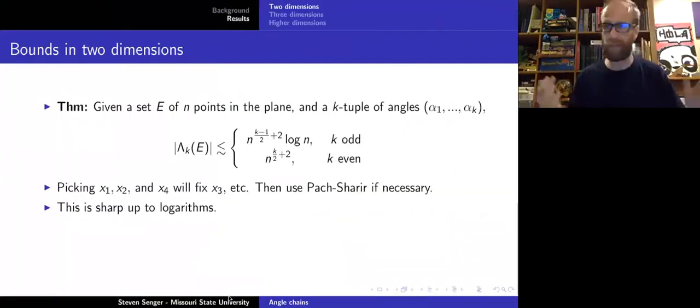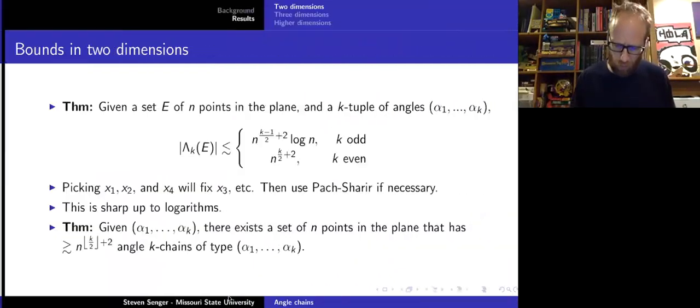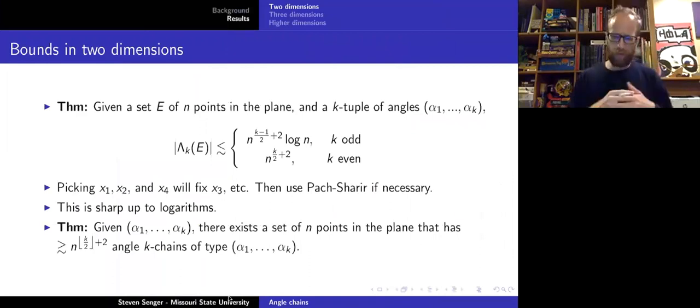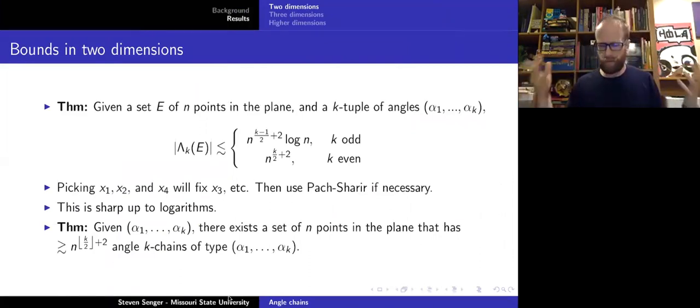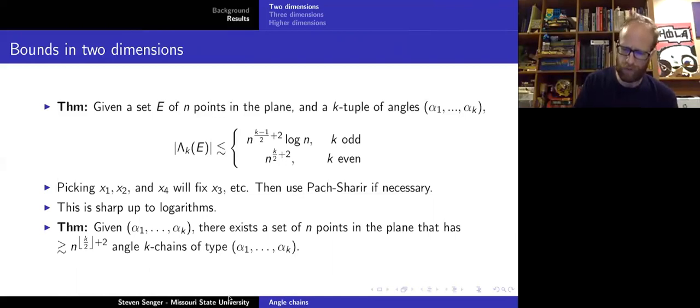This is sharp up to logarithms, as the following result will show. If you give me a set of non-zero angles in the range between 0 and pi, then up to this log term, I can construct a set of points that exhibits this k-chain. And it's a pretty straightforward construction.